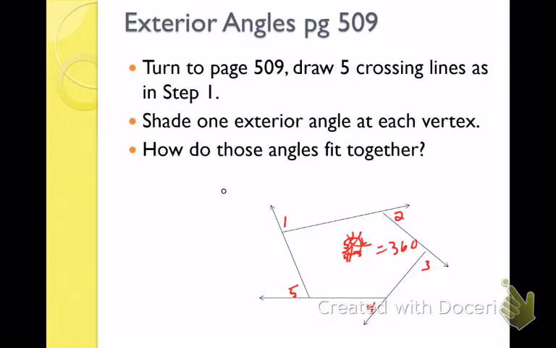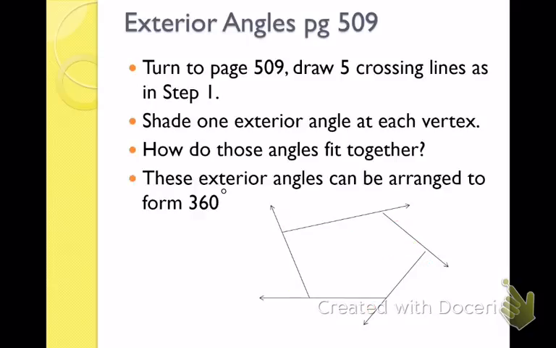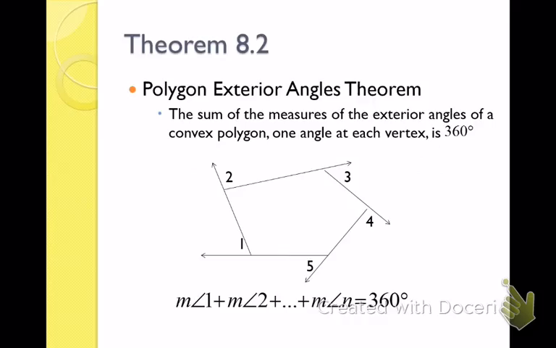So since this works for any polygon out there, we have a theorem that says that the exterior angles of a polygon are going to add to 360. Always.